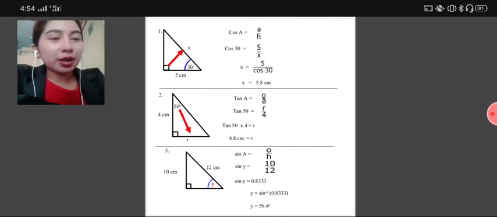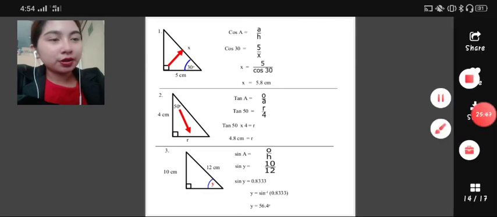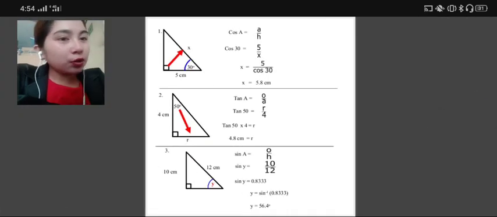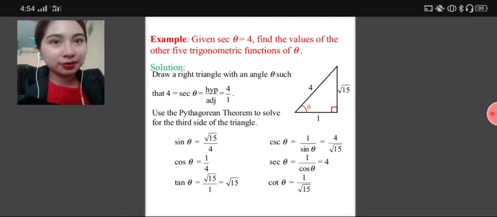Ganyan lang siya. Sobrang dali niya lang talaga pag naintindihan mo talaga siya ng maayos. Study nyo lang yung mga formula, memorize nyo lang. Kasi sobrang dali lang talaga niyan, class. Okay.